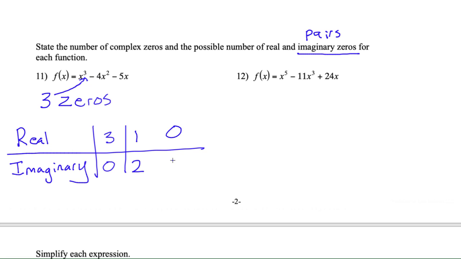I can't have 0 reals because that would mean there's 3 imaginaries. That is not a pair. Those are all the possible values.